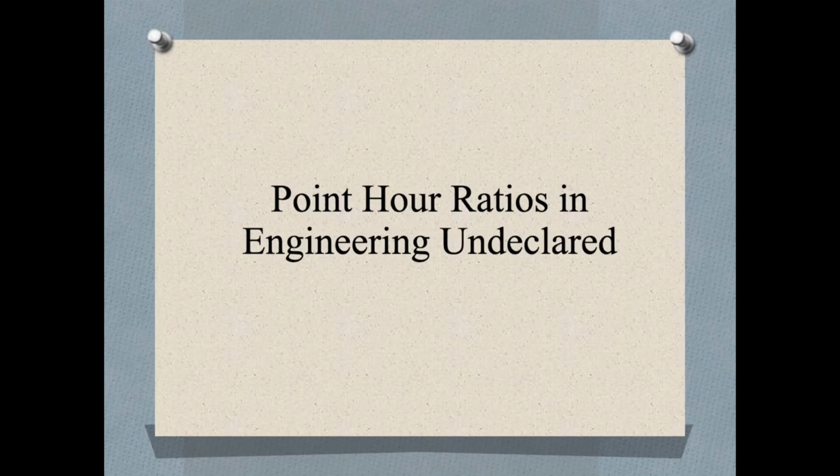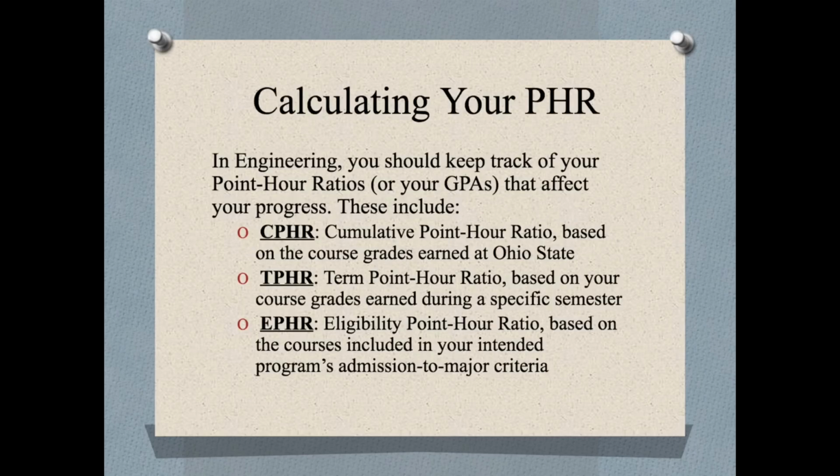In this video, you'll be learning about the different point-hour ratios, or PHRs, that are used in the College of Engineering, as well as how to calculate them. There are 3 point-hour ratios that are used in the College of Engineering to monitor your progress. They are the CPHR, Cumulative Point-Hour Ratio, which is based on all the course grades you've earned at Ohio State, your TPHR, or Term Point-Hour Ratio, which is just based on the course grades you've earned at Ohio State during a specific term or semester, and your EPHR, which is your Eligibility Point-Hour Ratio. This is a mini GPA that's just based on the courses that are required in order to apply to your major.